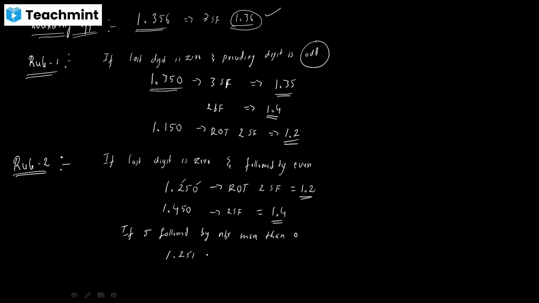1.251. Round off to two significant figures. Now the answer is not 1.2, students, because 5 is not followed by 0, it is followed by a number more than 0. So here you can increment the number 2. So the answer is 1.3. Are you understanding now?